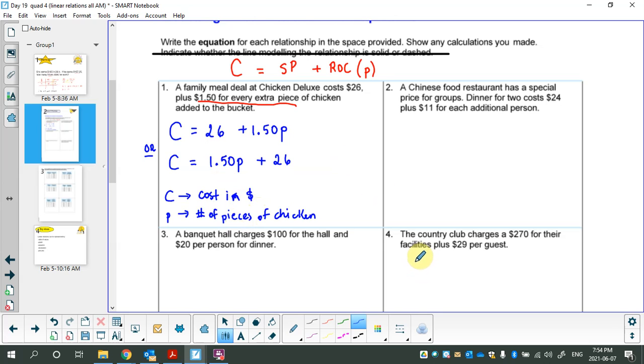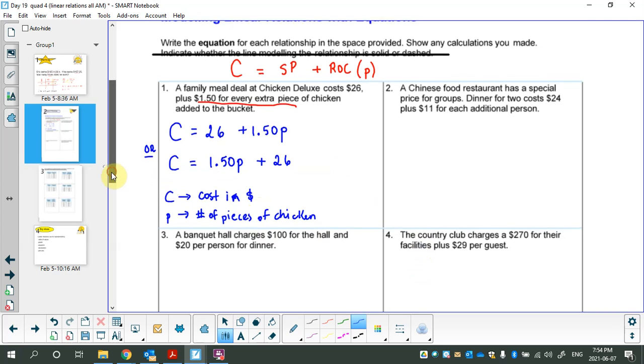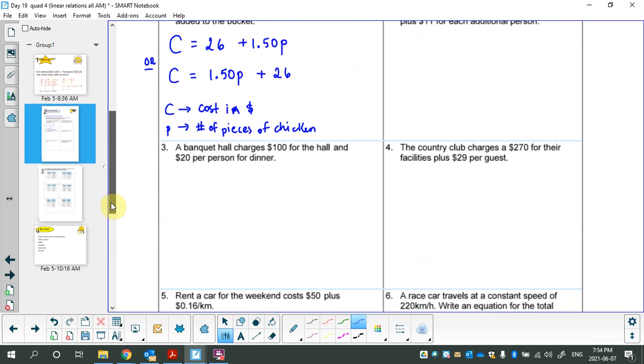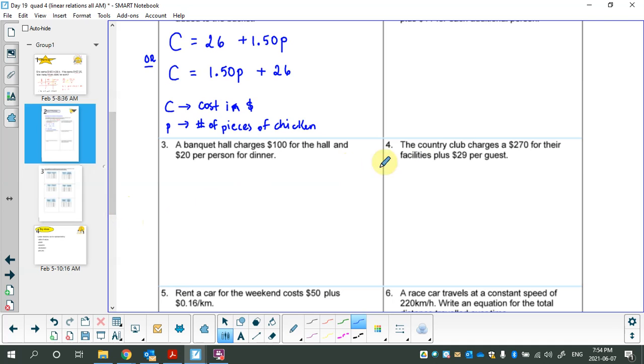So I'm going to do a little zigzag of the questions. So this question says, the country club charges $270 for their facilities plus $29 per guest. So that means that if you're going to have a wedding, for instance, you are going to be stuck paying $270 even if you invite no one. So that means my cost at its very least will be $270. But then I want to invite people, and every single person I invite is going to cost me $29.